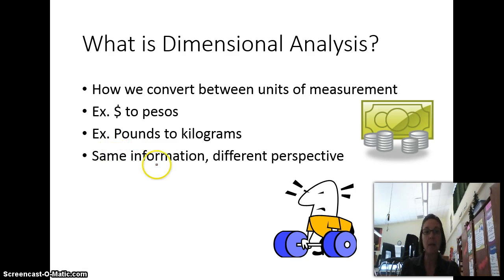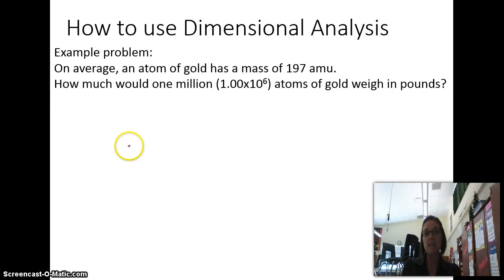It's going to be the same information, it's just a different perspective, like a different country or a different system of measurement. And the way we know we can use dimensional analysis for this instead of having to use algebra or something is because the way they're related is by ratios. There's a ratio of how many dollars there are to a certain number of pesos, and there's a ratio of pounds to kilograms. So here's an example problem where we would use dimensional analysis.